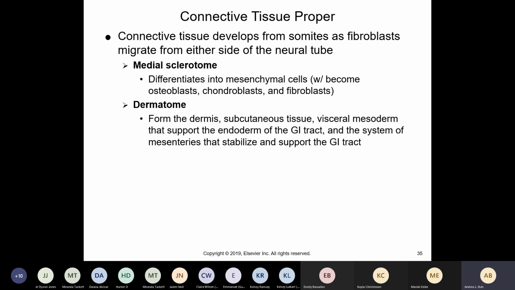The dermatome forms the dermis and subcutaneous tissue. The visceral mesoderm supports the endoderm of that GI tract and the system of mesenteries that will stabilize and support that GI tract.